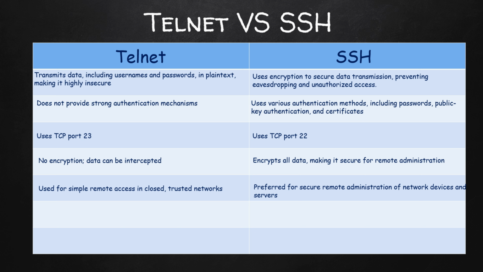And here, why is Telnet used only in closed trusted networks? Because it is not secure at all. Point number 6. In Telnet, data is sent in plain text, and because of that it is vulnerable to attacks. On the other hand, SSH uses encryption algorithms like AES and RSA to protect the data.